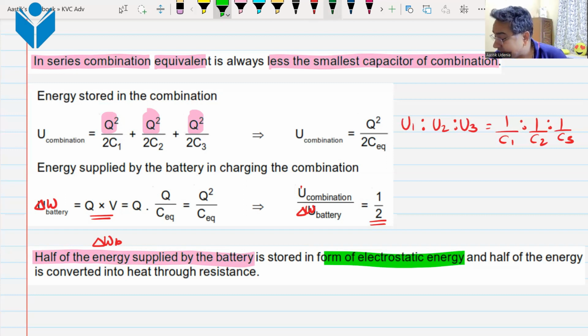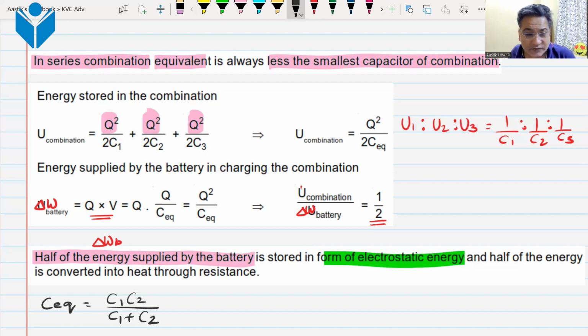If I have only two capacitors in series, you can remember this formula: C equivalent will be equal to C1 C2 upon C1 plus C2. This formula would be very handy when you are finding the equivalent capacitance of two capacitors. Do we understand this? Yes, sir.